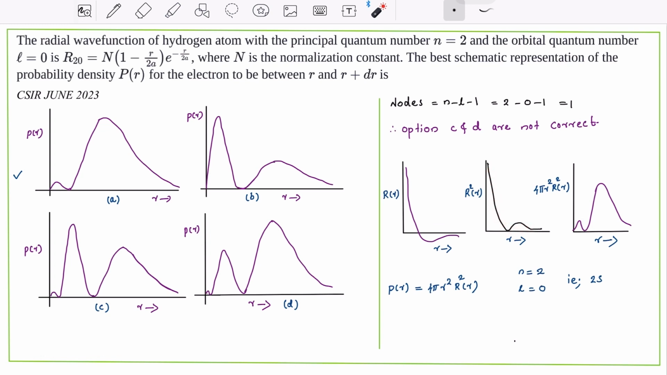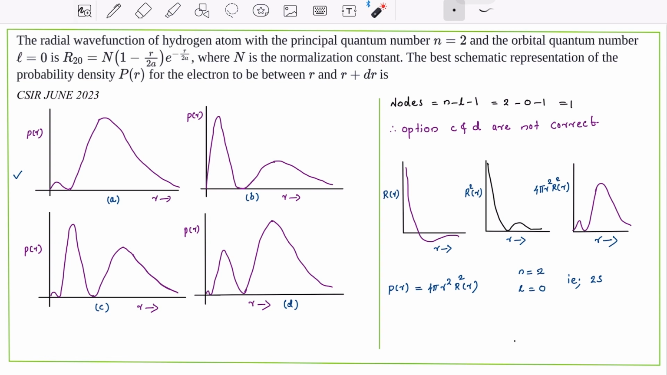Now let us find out the probability density P of r. What is P of r? P of r is actually 4 pi r square into R square of r. This is the curve of R square of r with r. Now just multiply the y-axis with 4 pi r square and the graph modifies to this shape. This 4 pi r square R square of r is nothing but P of r, the probability density.